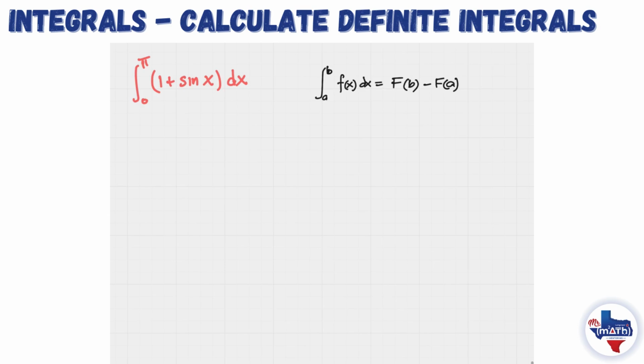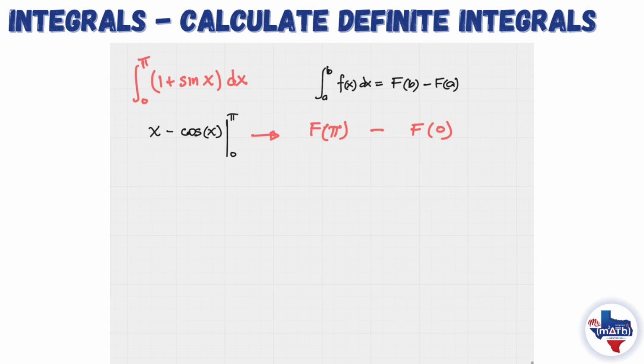So this will be the integral of 1 is x, and the integral of sine of x will be negative cosine of x. Okay, we'll go from 0 to pi. Okay, according to our definition, this will be the function evaluated on pi minus the function evaluated on 0.